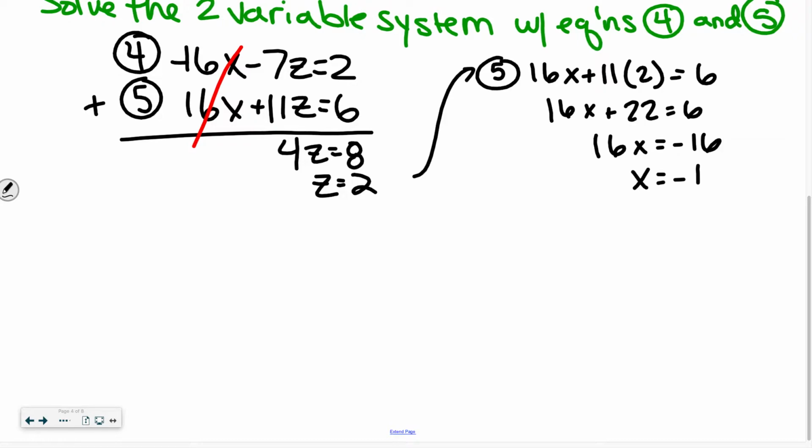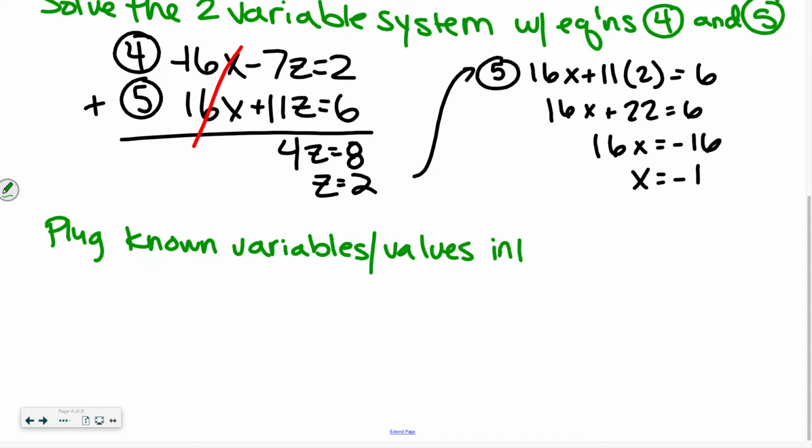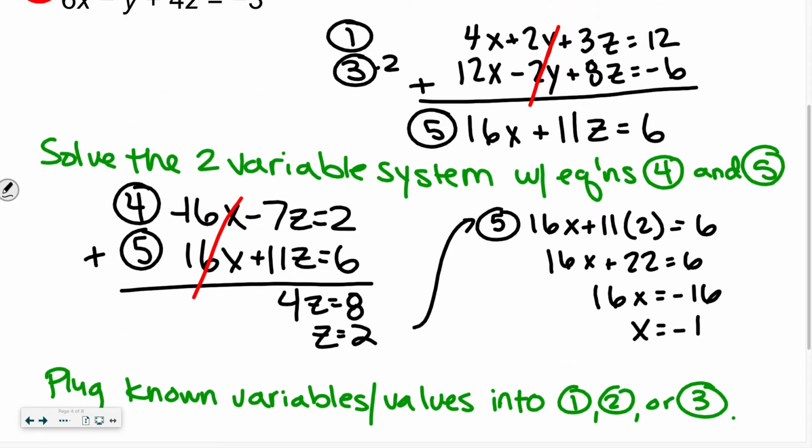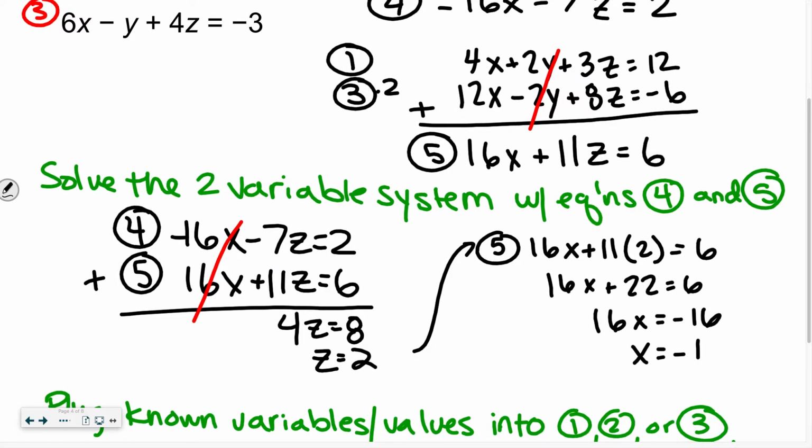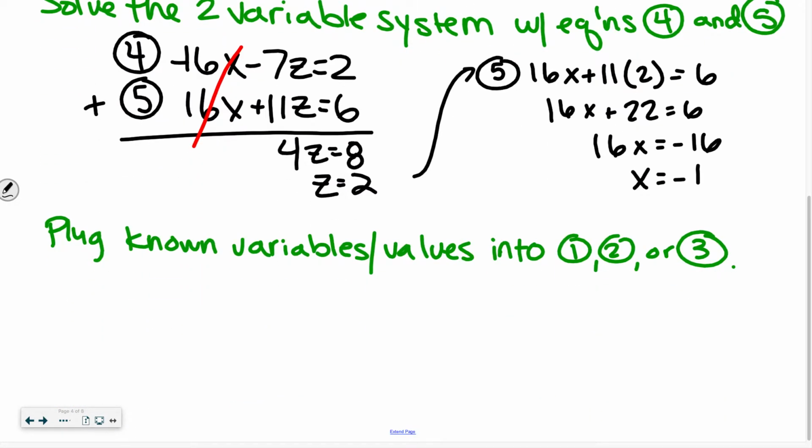Okay, now that I have x and z, what should I do? Plug both variables into another equation. Plug known variables or values into 1, 2, or 3. Does it matter which original equation I use? No, as long as it has y in it, I should be able to solve. So I'm going to use the bottom one. 6x minus y plus 4z equals negative 3.